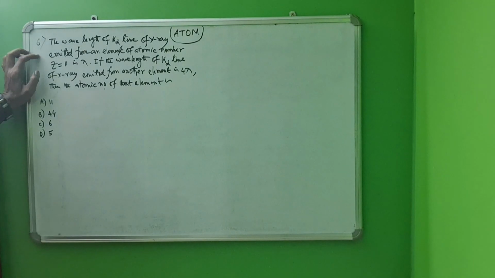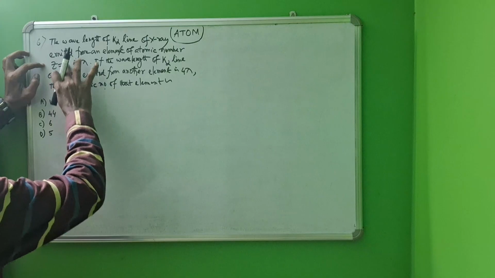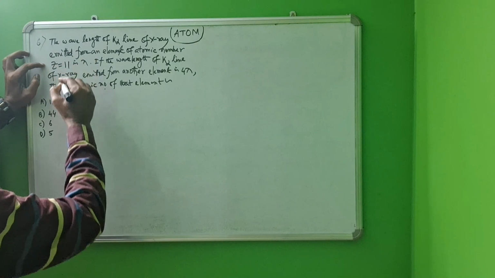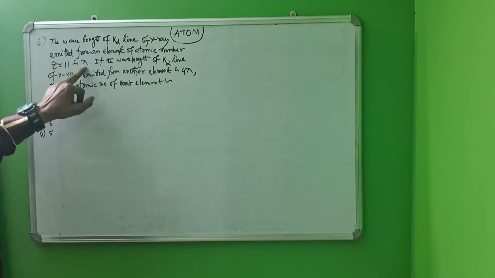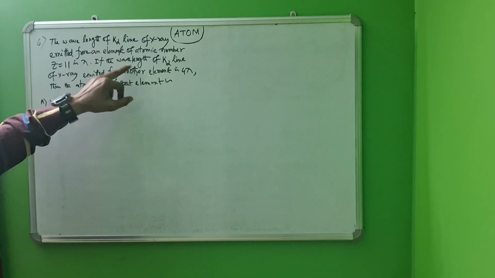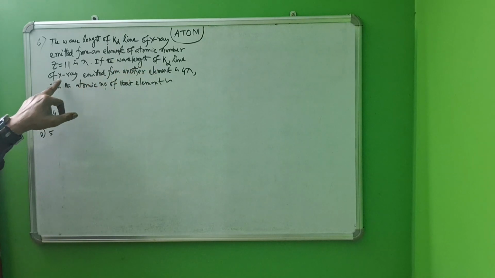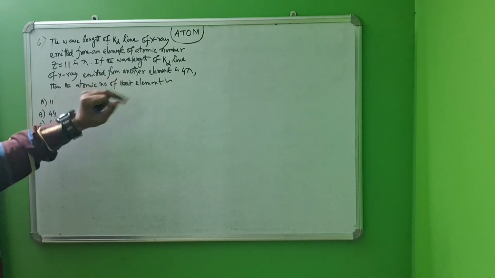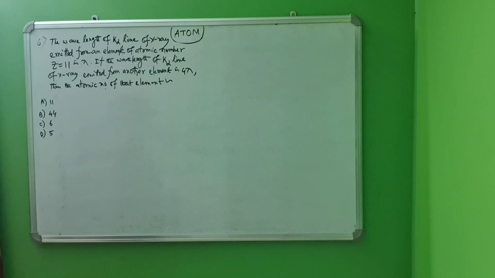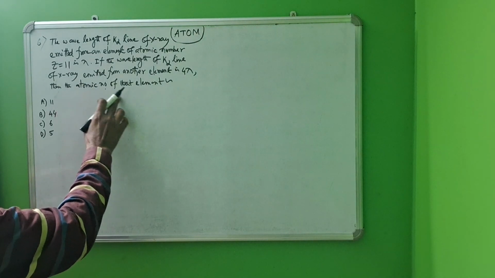The wavelength of K alpha line of X-ray emitted from an element of atomic number Z equals 11 is lambda. If the wavelength of K alpha line of X-ray emitted from another element is 4 lambda, then the atomic number of that element.